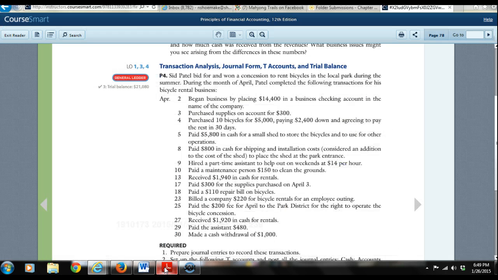Next, on April 4th, we purchased 10 bicycles for $5,000, paying $2,400 down and agreeing to pay the rest in 30 days. So if we analyze this transaction, we know our bicycles, which is equipment, will increase by $5,000. We know we paid some cash, so we're decreasing our cash account because we're using it up. So we'll be crediting cash. And since we owe, that will be a liability, or an accounts payable will be increasing.